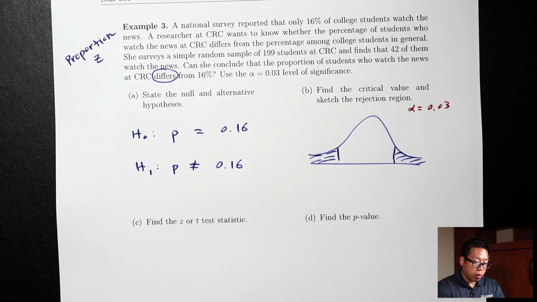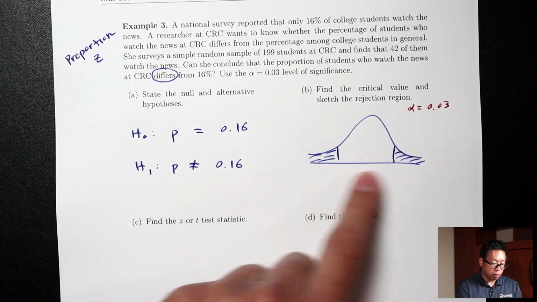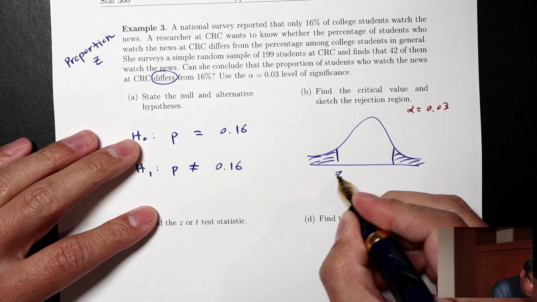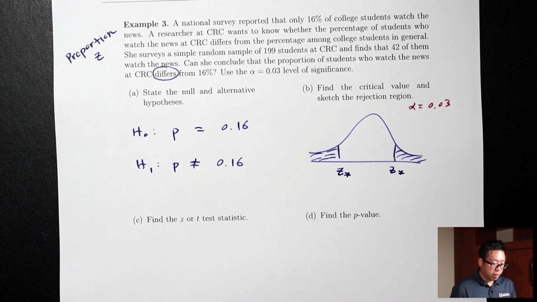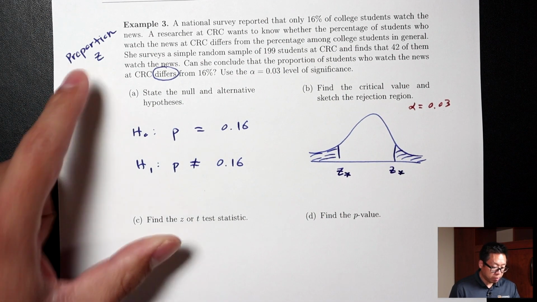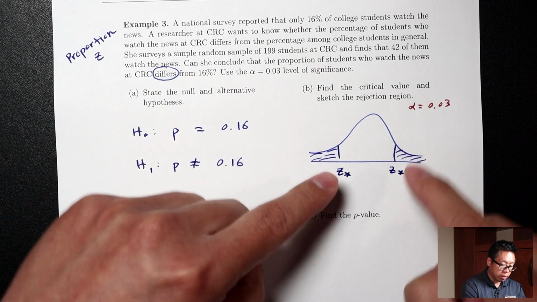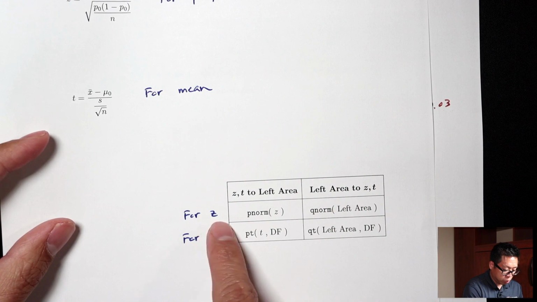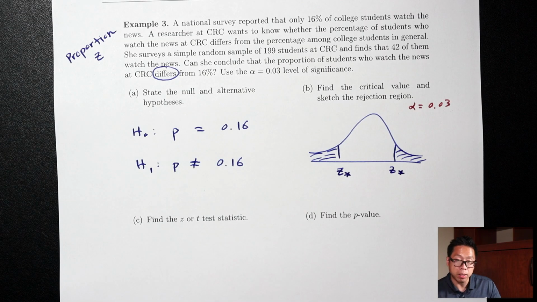And we're either looking for Z star or T star. Because we're talking about proportion, we're looking for Z star. And there's going to be two Z stars because this picture has a left and a right. If this were a mean question, you'd be looking for T stars here. So this is really an area to Z question. Area to Z for the Z situation is going to be a Q norm of the left area.